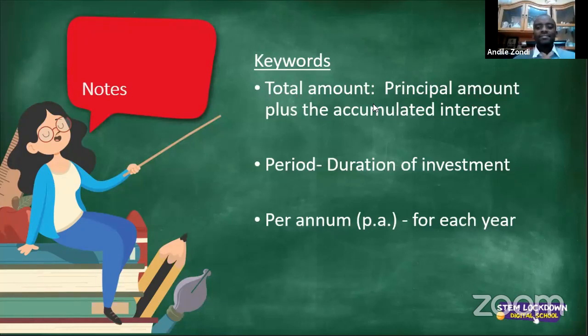Total interest: principal amount plus accumulated interest. Period: duration of investment. Per annum, PA: for each year.